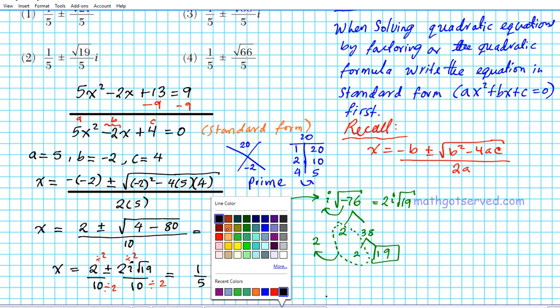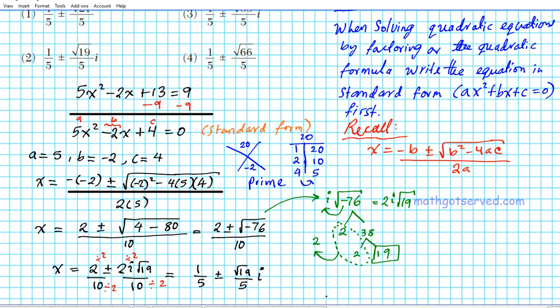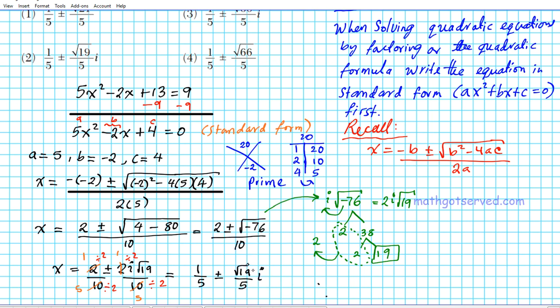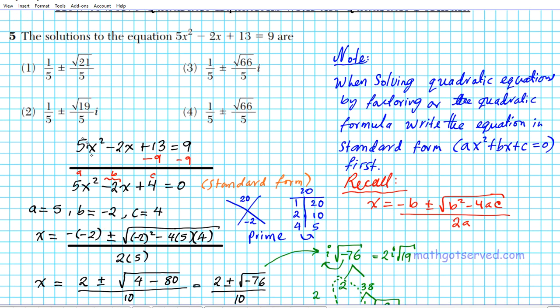So let me just show you the cancellation action so you see what happens. So when you divide by 2, this becomes 1, and this becomes 5. That's why we have the 1 over 5 here, and then this becomes 1, and this becomes 5. That's why I have the root 19 over 5 here. So some people write it with the I in front, some people have the I behind. It doesn't really matter. In this particular case, the correct answer is option number 2. Alright, so that's basically how you solve quadratic equations using the quadratic formula.